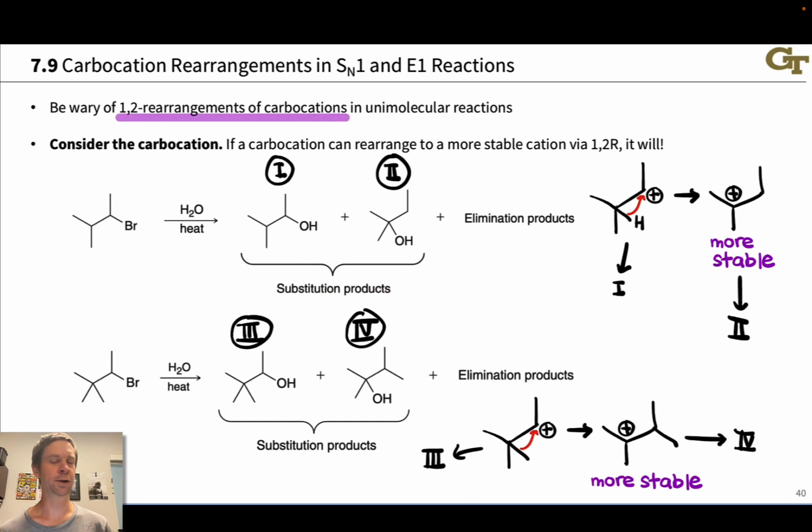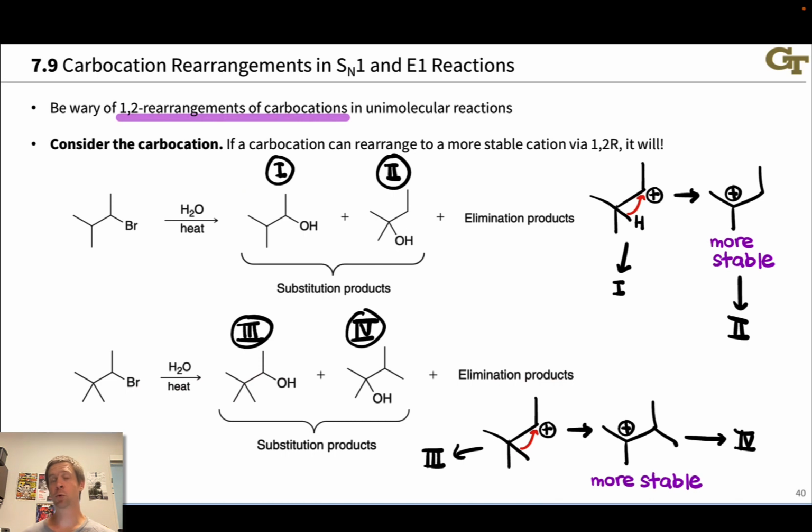So the moral of the story here is, in SN1 and E1 reactions, you always want to consider and often explicitly draw the carbocation intermediate that forms in these reactions. And if a rearrangement via 1,2 shift can take place, it will to produce a more stable carbocation and often a more highly substituted product than we would get from direct SN1 substitution without rearrangement.